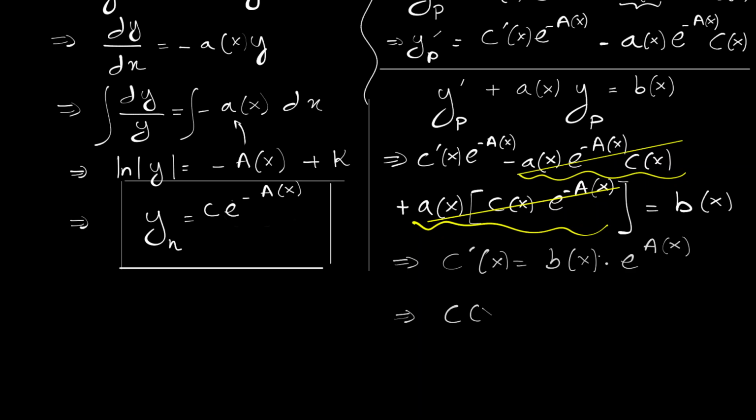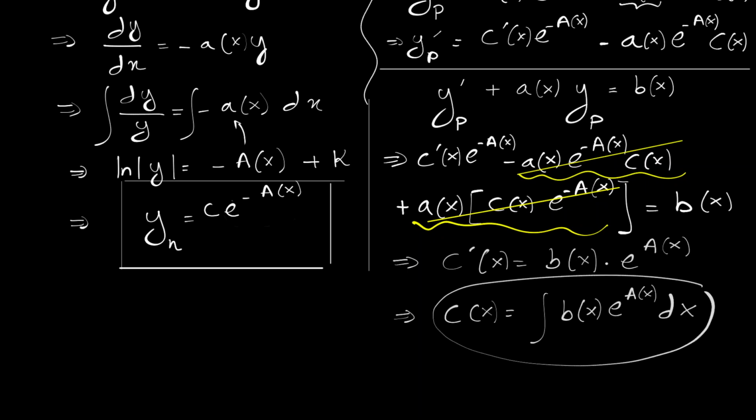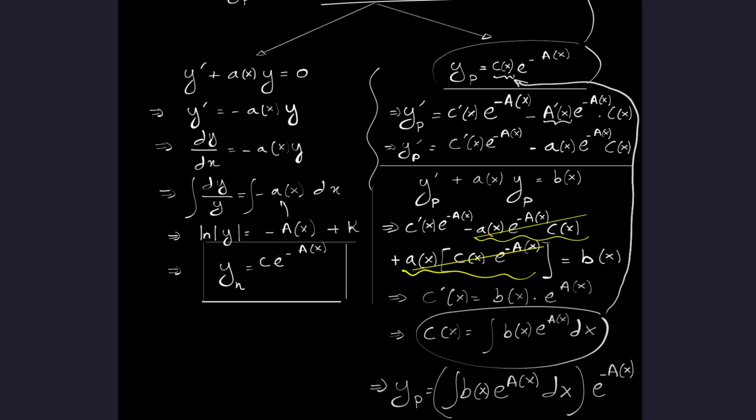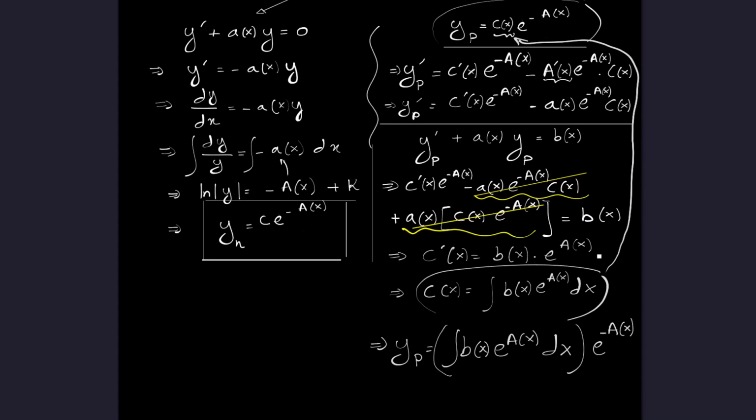Now to find c, we simply integrate with respect to x, and we plug this here. Okay, then the particular solution becomes the integral of b of x times exponential of A of x dx, times the exponential of minus A of x. And this is our particular solution.